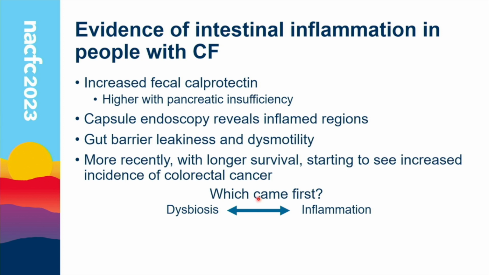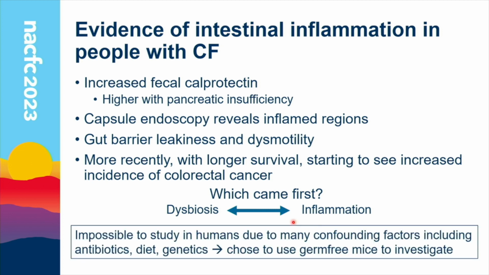The question I've always had is, which came first? Did the dysbiosis or the high E. coli lead to inflammation, or was there inflammation there that then allowed the E. coli to grow? It's really hard to study in humans, so we chose to use germ-free mice, because in humans there are all the confounding factors, like antibiotic use, diet, and genetics.